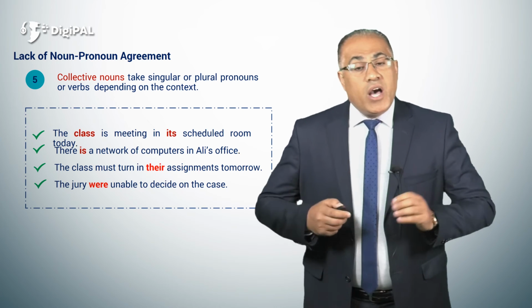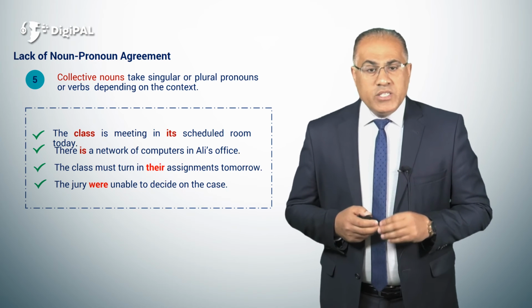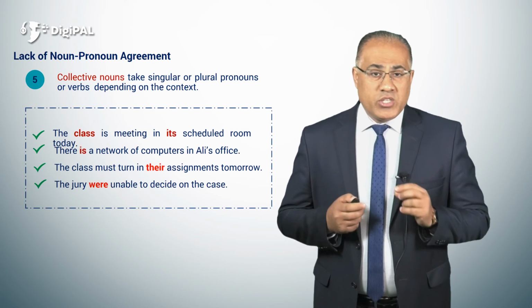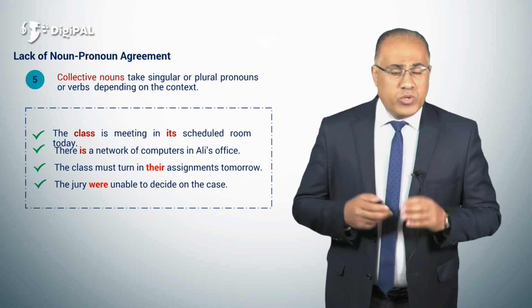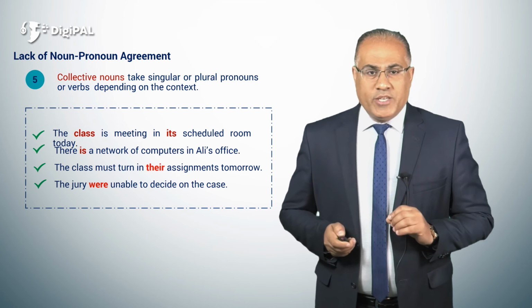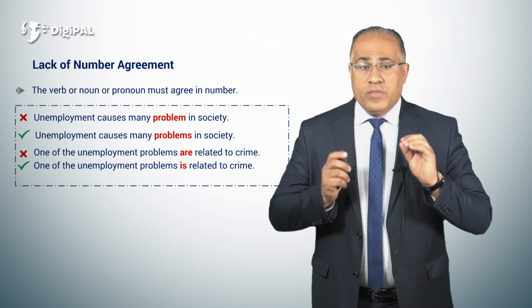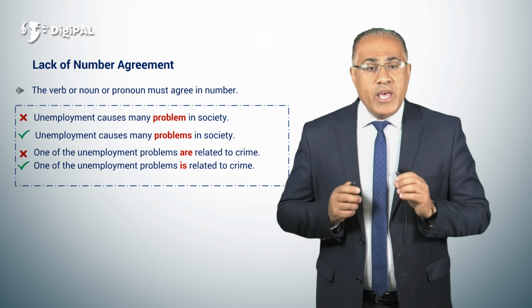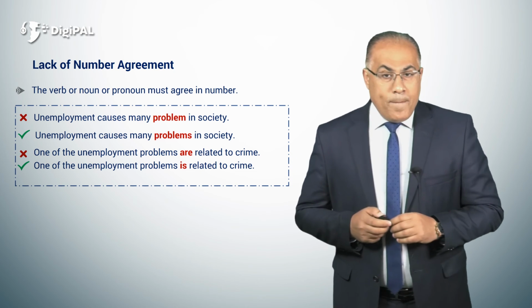"The jury were unable to decide on the case," here using "were" as a plural verb because the jurors are acting individually. Finally, the verb, the pronoun, or the noun must agree in number.